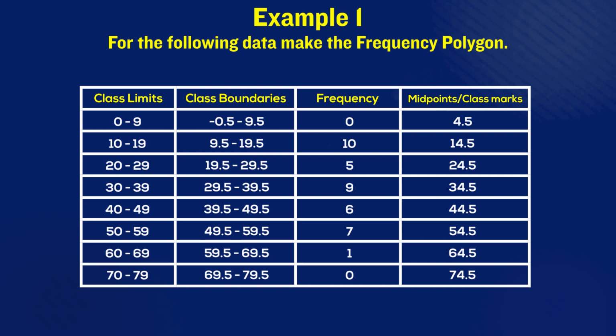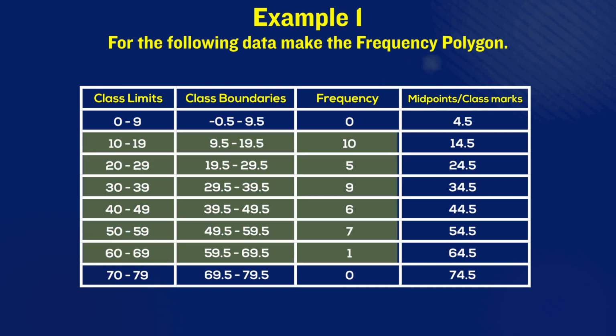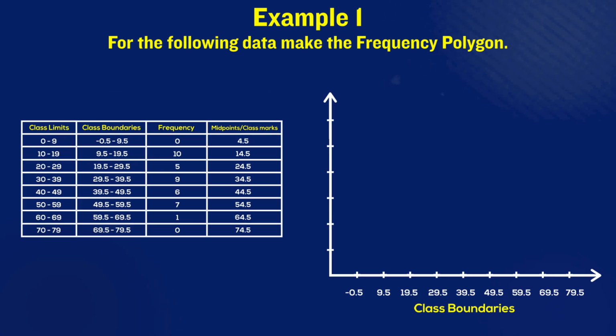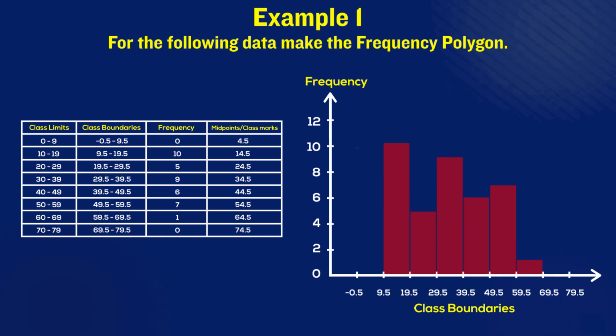Columns, check. Now, it's plotting time. One way to draw a frequency polygon is with the help of our old friend, a histogram. We'll first draw a histogram from the frequency distribution which was given to us in the first place by taking class boundaries on the x-axis and frequencies on the y-axis. This is what our histogram should look like.